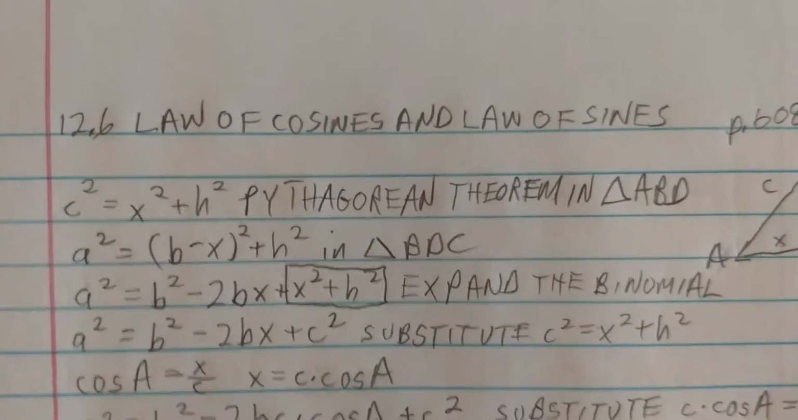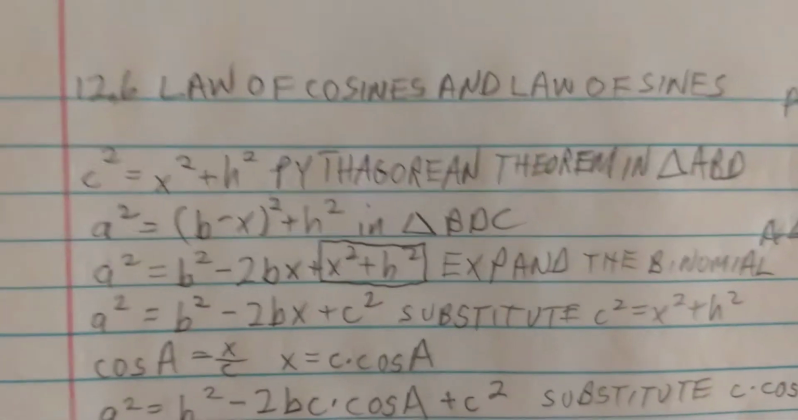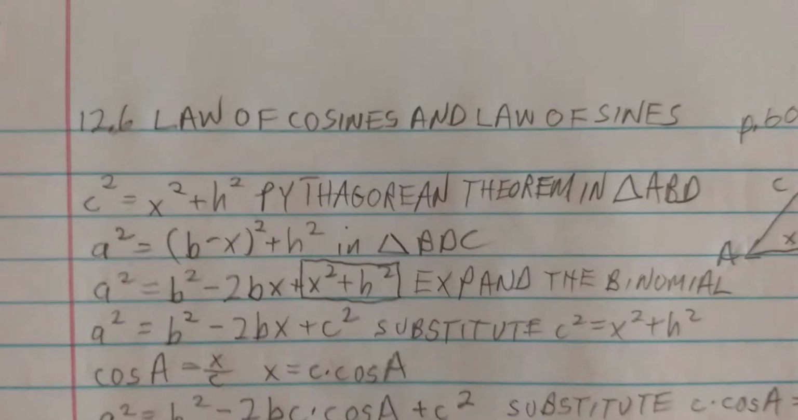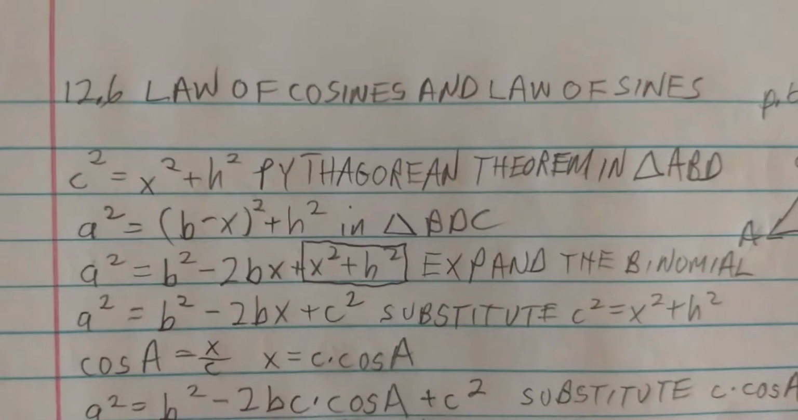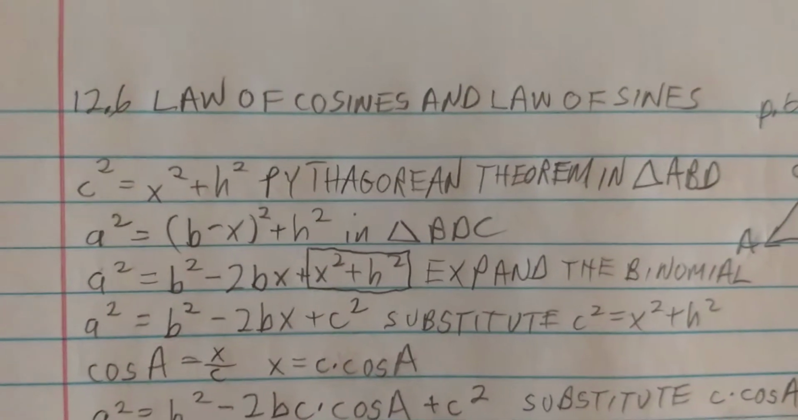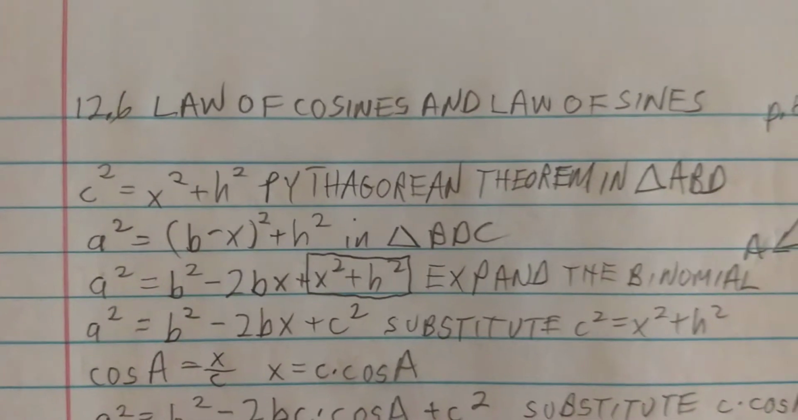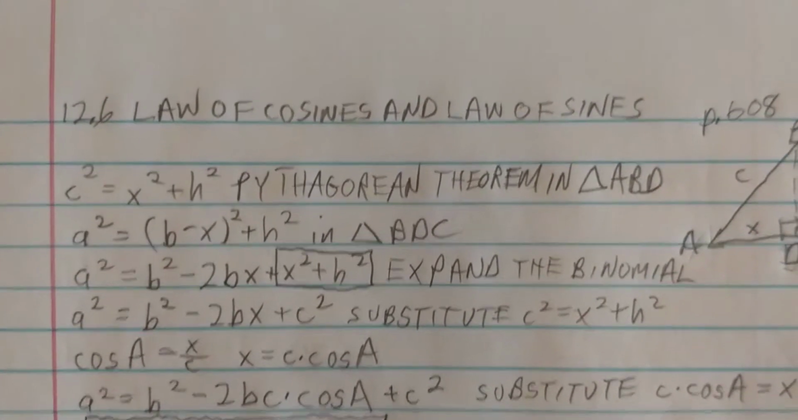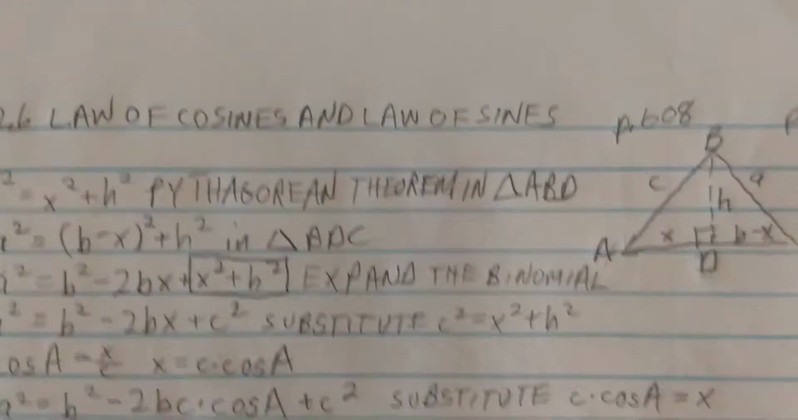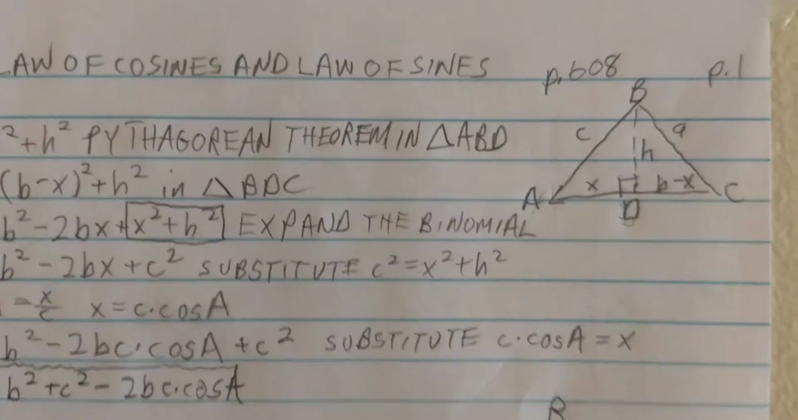Class, this is our last section of our last chapter. Hallelujah. And this is on Tuesday, April 21st, the Tuesday of our fourth week. And this is in 12.6, the law of cosines and the law of sines, page 608 in your textbook.